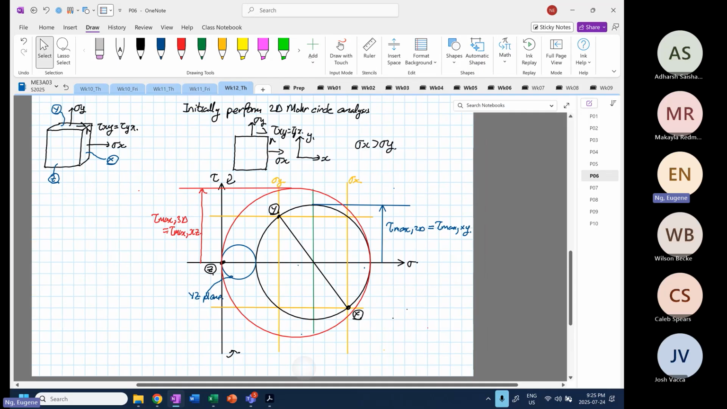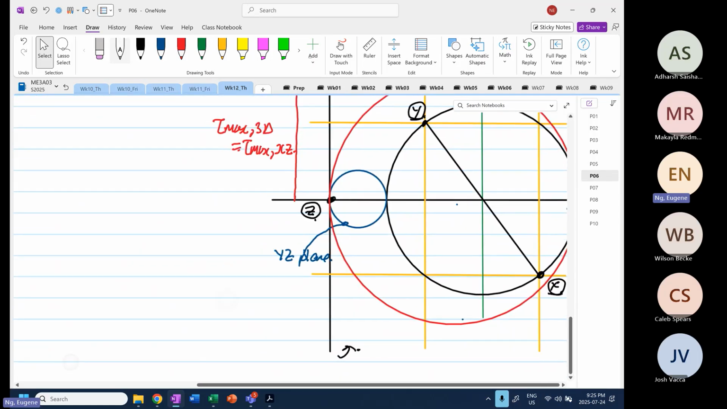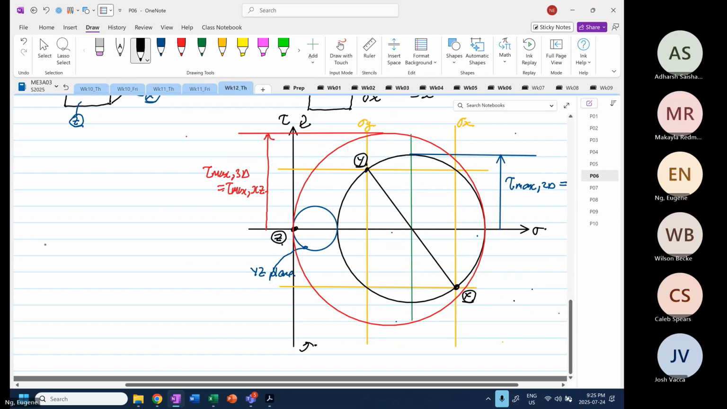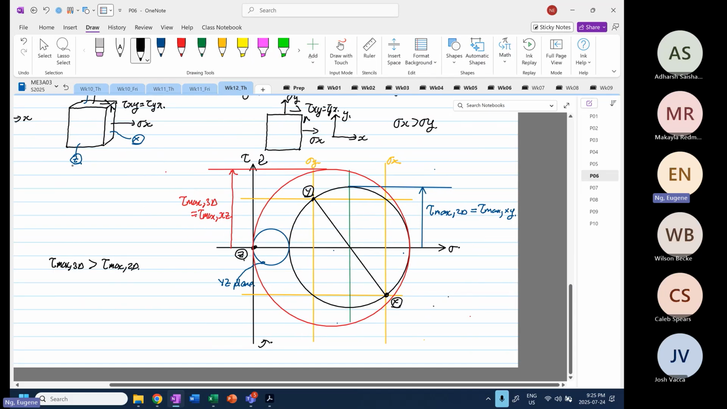So what we can see from here is tau max in 3D is greater than tau max in 2D. So you have to analyze based on what? The 3D Mohr circle. Because no doubt Z is equal to 0. It's innocent. 0. Yes or no?